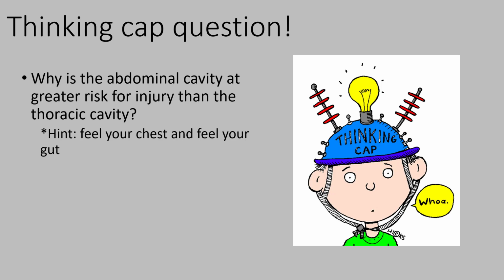Well, your gut is a lot softer. Your chest is a lot harder because just underneath the skin and fat of your chest, you have a rib cage. And the rib cage is there to protect some really vital organs, our heart and our lungs. Now, there are vital organs down in our abdomen, but not nearly as vital as our heart and our lungs. So the reason we have more injury is because there's not as much protection there. The abdomen doesn't have as much protection. It's got skin and a thick layer of fat, but no bones.